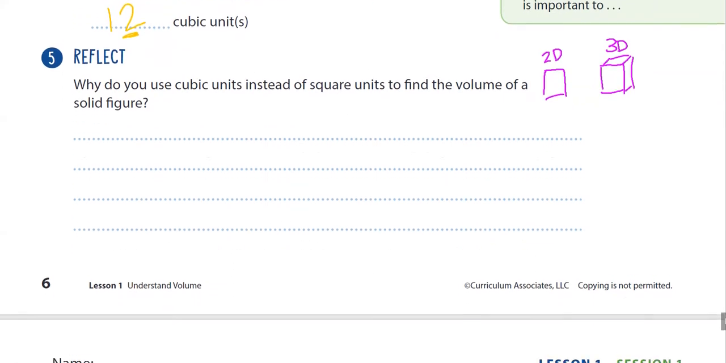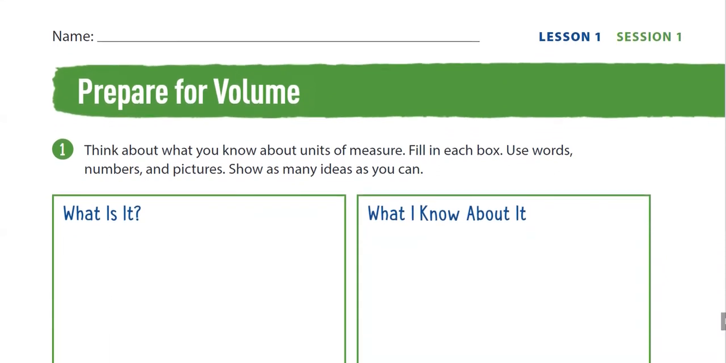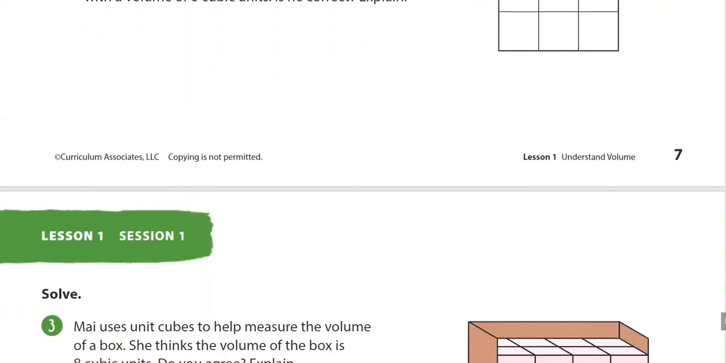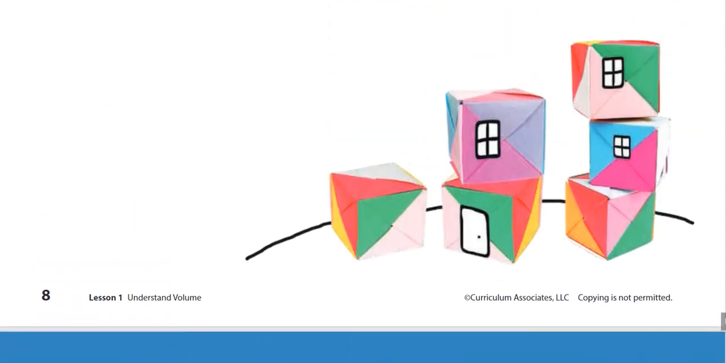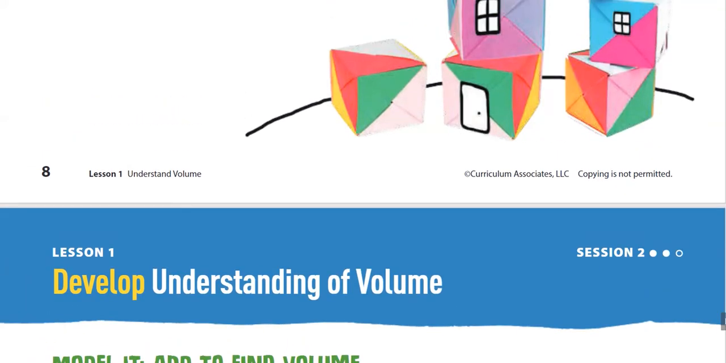And then what you're going to do is you've got your green practice pages. I don't know if you remember this from last year or not, but green means you do it. So you've got page 7 and page 8. And then we'll go back to blue pages with me tomorrow.